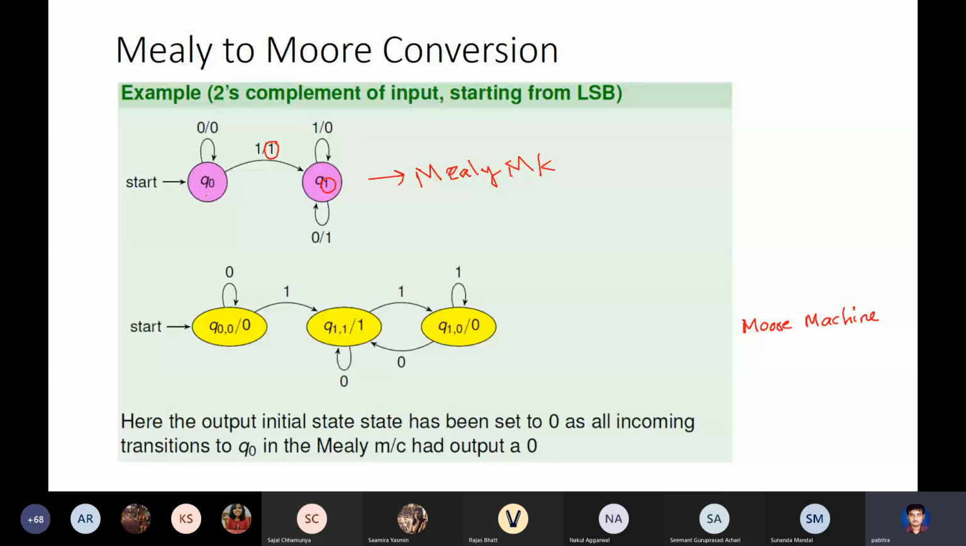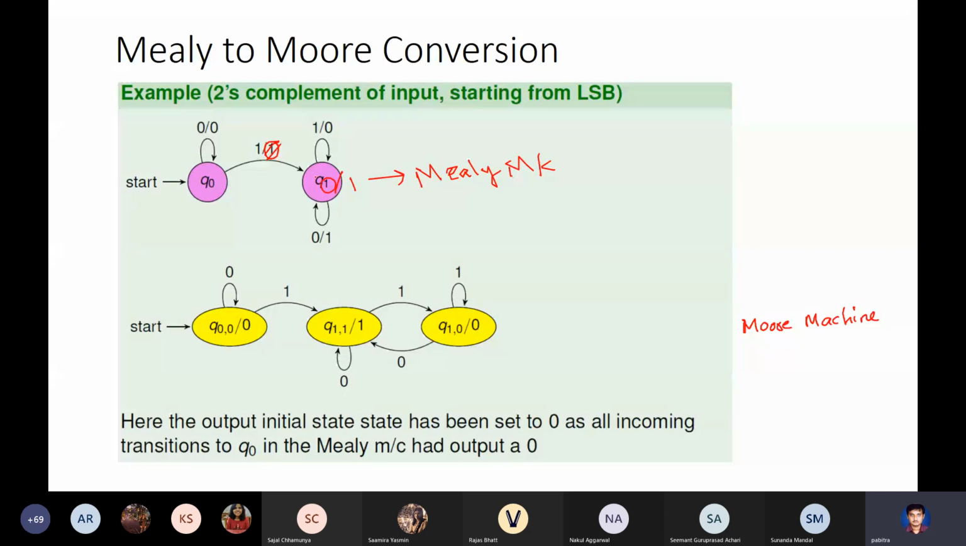Let's try to move this from here to here. So what happens on this transition? From Q0, on receiving an input 0, I stay in Q0. On receiving an input 1, I move to Q1. And what this edge says in the Mealy machine is that you should output 1. So I move to Q1 and output 1.